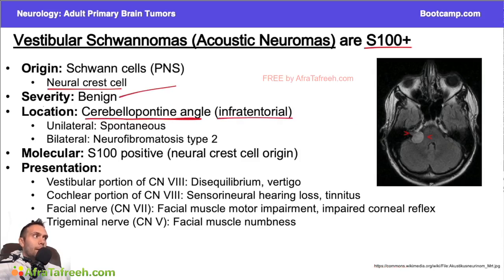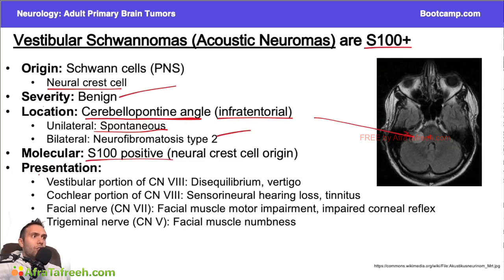Okay, and we can see an example of that here between the cerebellum and the lateral pons. And I think we've shown, if you've been following the series, you probably have seen this a few times. Okay, we've talked about this tumor quite often. Unilaterally, they tend to be just spontaneous, but if you have bilateral vestibular schwannomas, you want to remember the association with neurofibromatosis type 2. Whenever you see bilateral schwannomas, think NF type 2. That's what they're asking you about. Okay, now again, the molecular target here, S100, because of the neural crest cell origin.